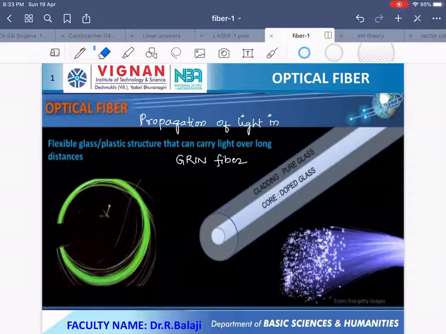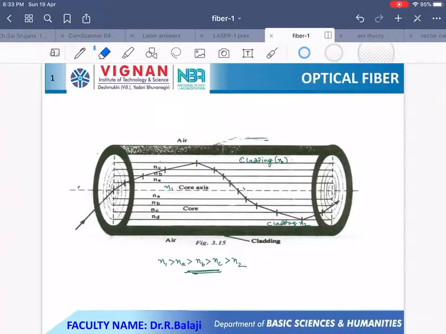Here I would like to give a lecture on optical fiber. In this video I explain the propagation of light in a gradient index optical fiber, simply called a GRIN fiber. We know that in a gradient index optical fiber, the refractive index profile is parabolic, and it appears like this. This is the refractive index profile. This is the cladding and this is the core.